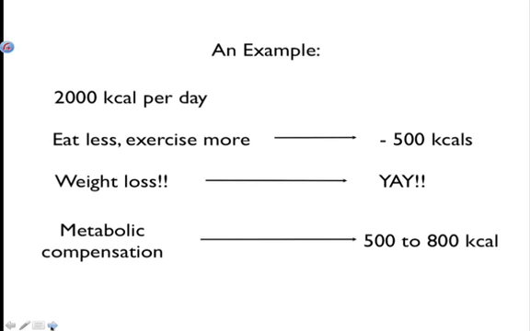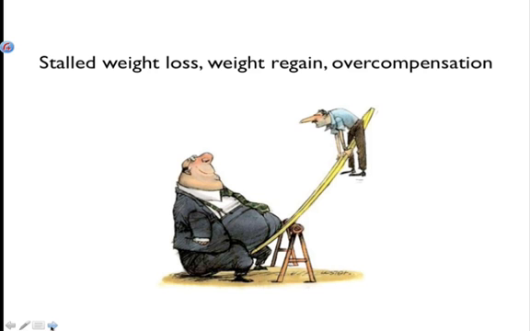What is going to happen when all of a sudden, now I was burning 2,000 kcal per day, I put myself in this 500 calorie deficit, right? And now my metabolic rate compensates at 500, I'm going to hit a plateau, right? Or I may even start gaining weight. And so what happens with these individuals is they get stalled weight loss, weight regain, and overcompensation, meaning that they actually gain more weight than they lost. In other words, your metabolic seesaw says, no, thank you, I'm putting the brakes on, right?